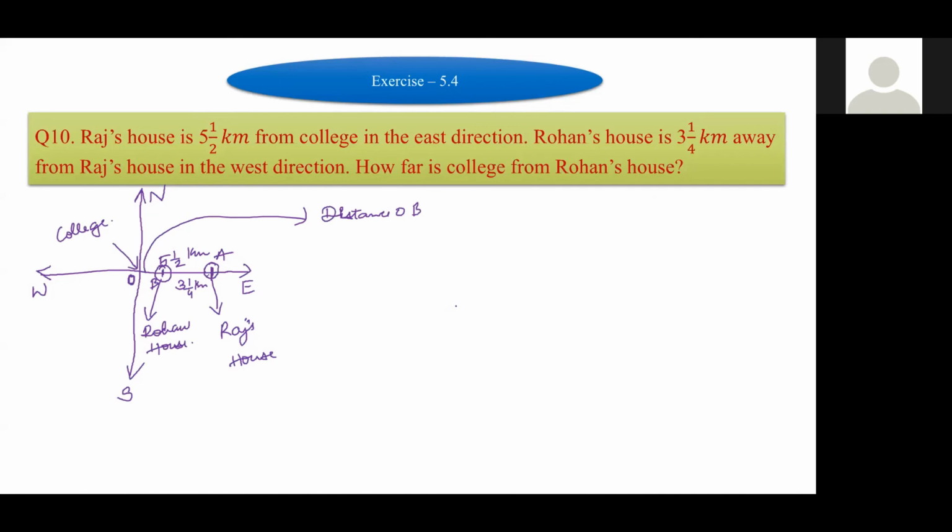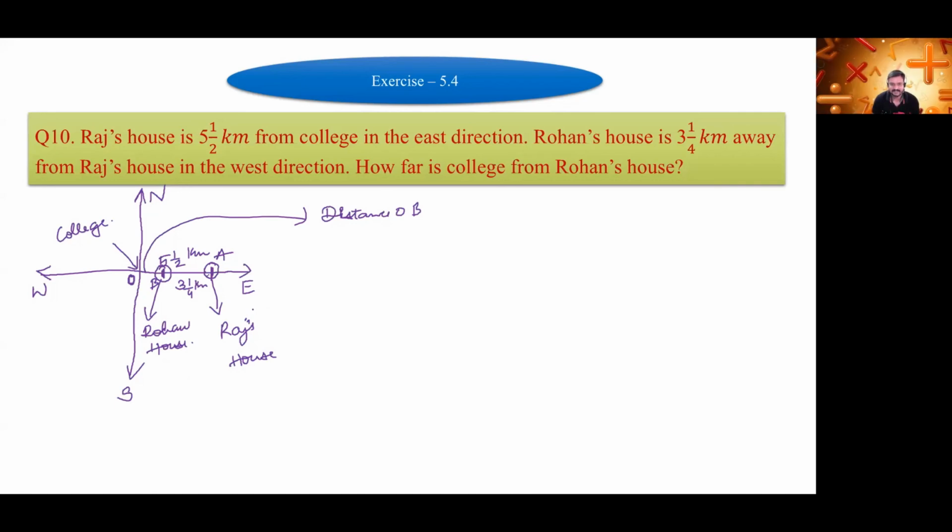Sir, I didn't understand how Rohan's house came in south. Who told it's in south? I have marked the arrow. This is house of Rohan. Okay, in the east only Rohan's house is there. No, Rohan's house should come in the west of Raj's house, as given in the question. Where is Raj's house, from that side Rohan's house should come in the west.